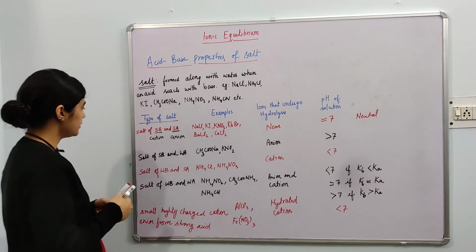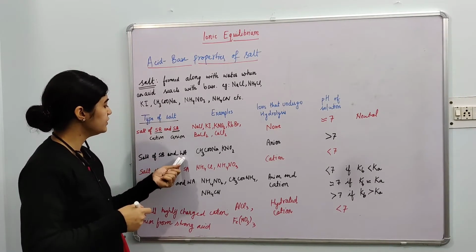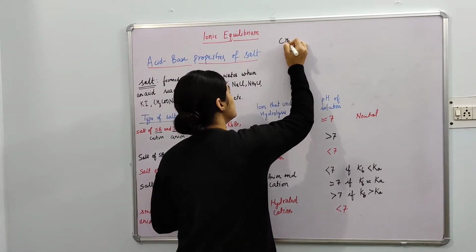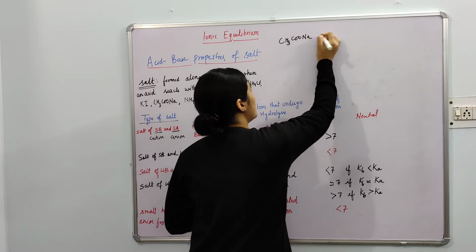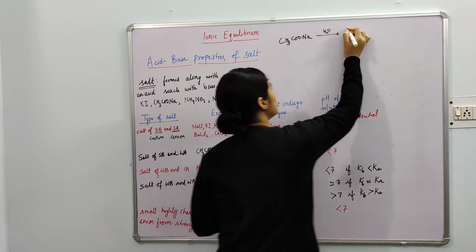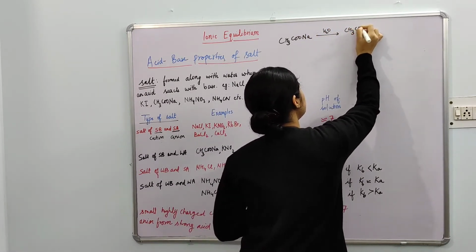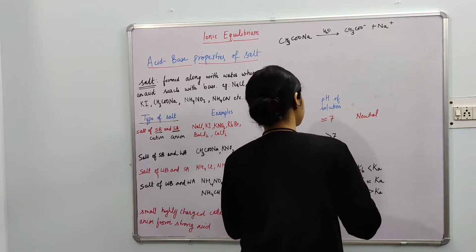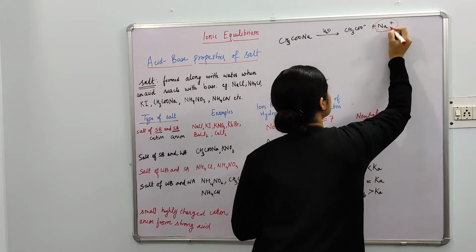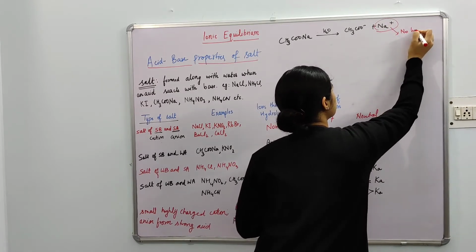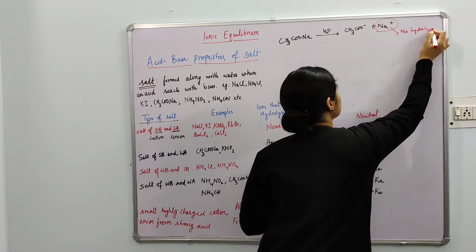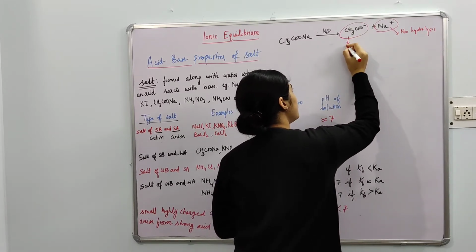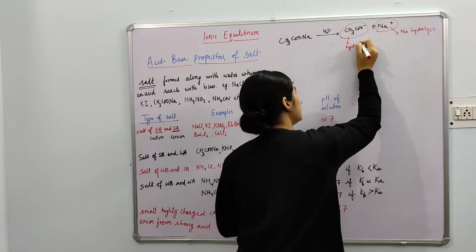Now, the second example is of a strong base and weak acid. We'll take an example of CH3COONa. Again, in water it will dissociate into its ions, CH3COO negative plus Na positive. This Na positive will not undergo hydrolysis. No hydrolysis. But this CH3COO negative will undergo hydrolysis, and what will happen in this case?